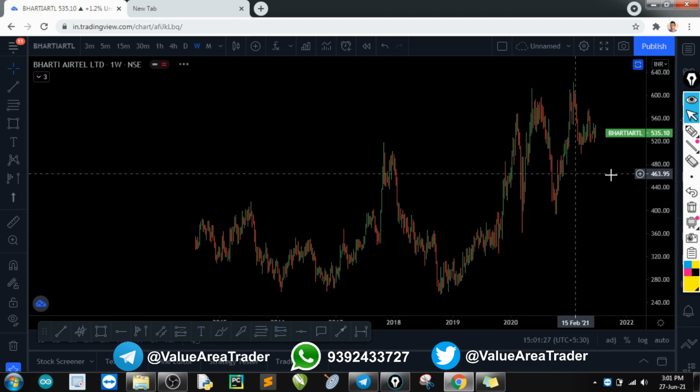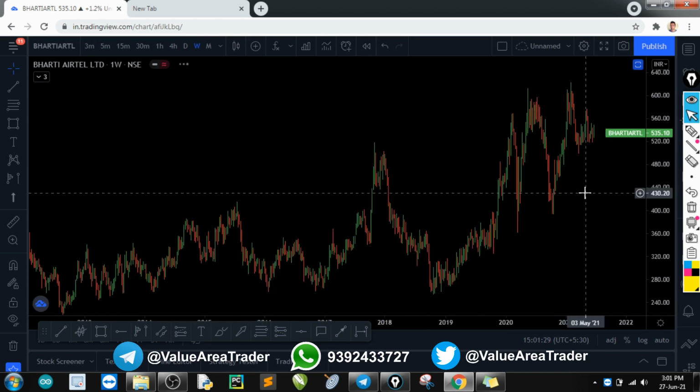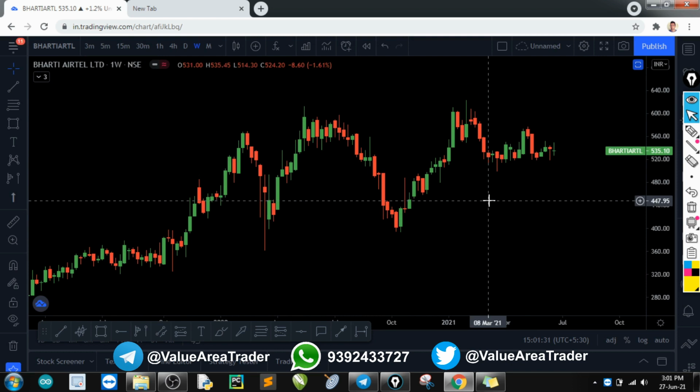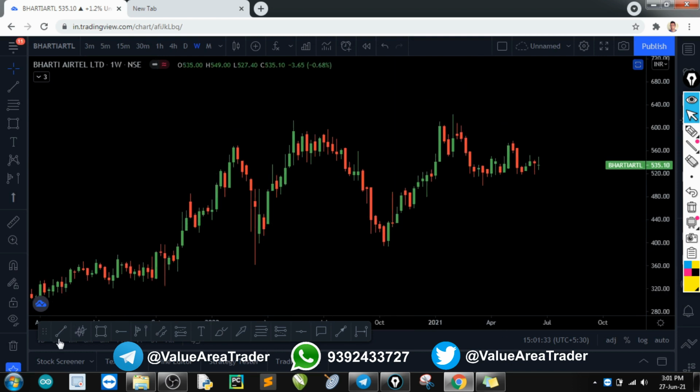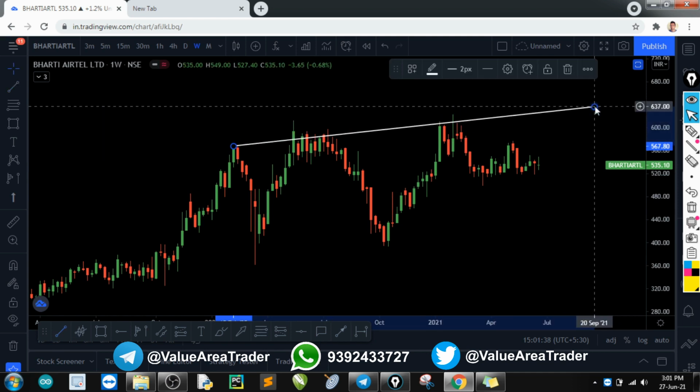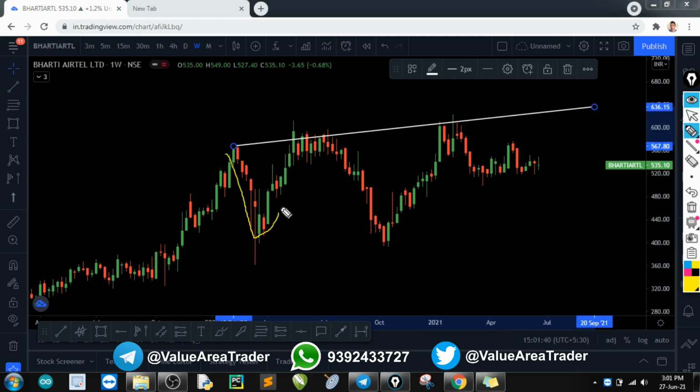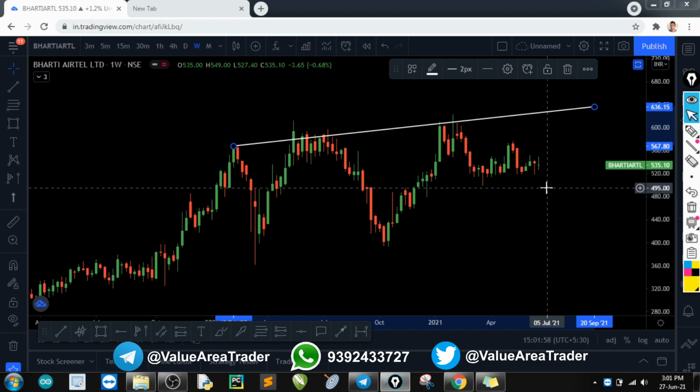Then let's talk about Bharti Airtel. So Bharti Airtel is making a good head and shoulders as per me. This is the point, like this. Now this is my left shoulder, this is my head, and this looks like a potential forming of a right shoulder here. So this would be a good point of entry, because if you enter at 535, we can definitely keep our stop losses somewhere at 490.